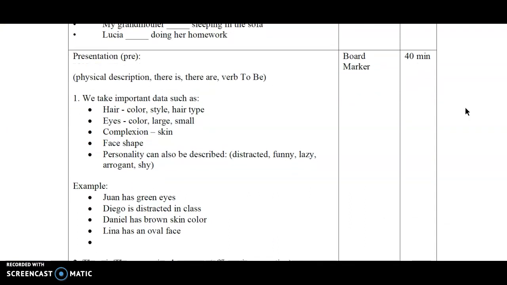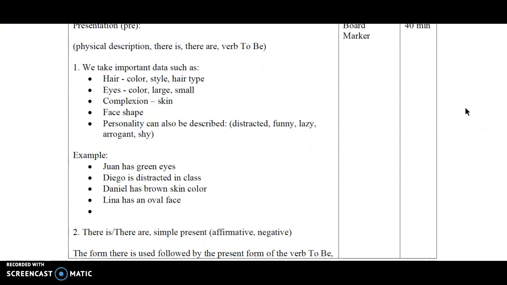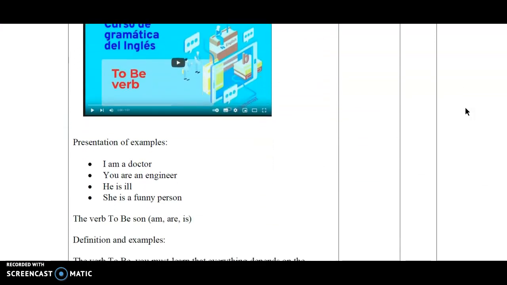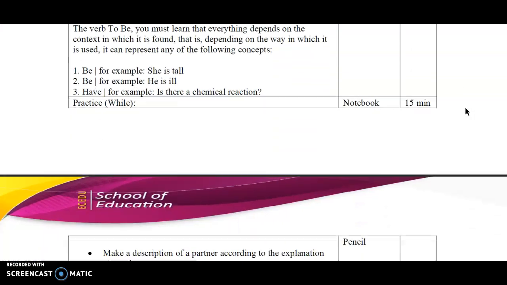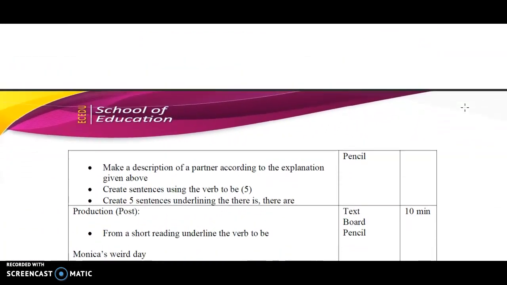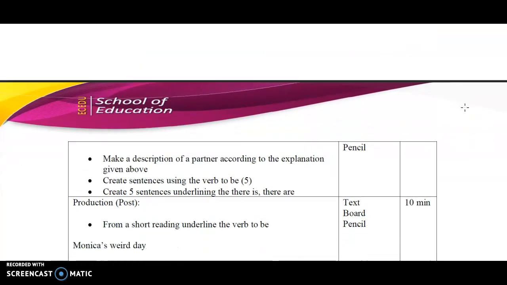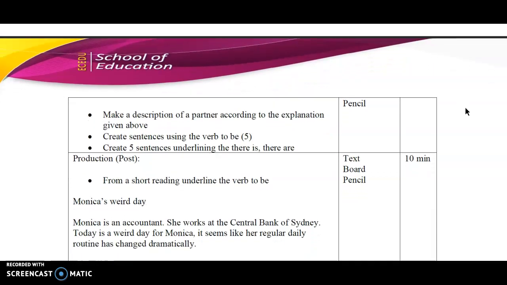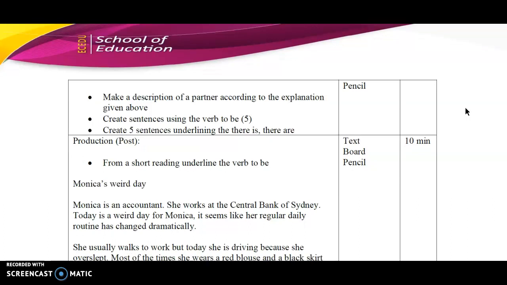Materials and resources: board, marker. 40 minutes. Make a description. Practice: make a description for a partner according to the explanation given above. Create sentences using the verb to be. Create 5 sentences underlining there is and there are. Pencil.